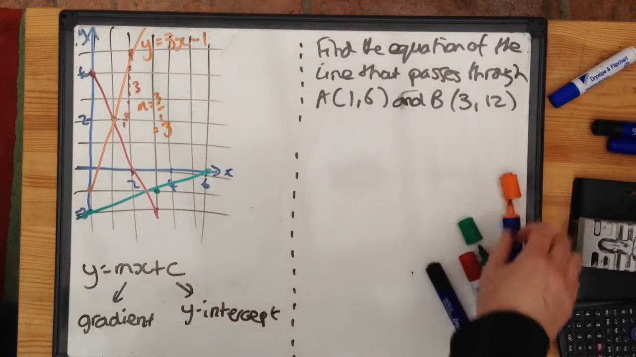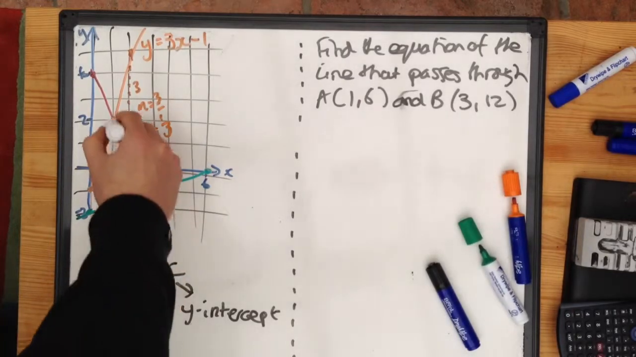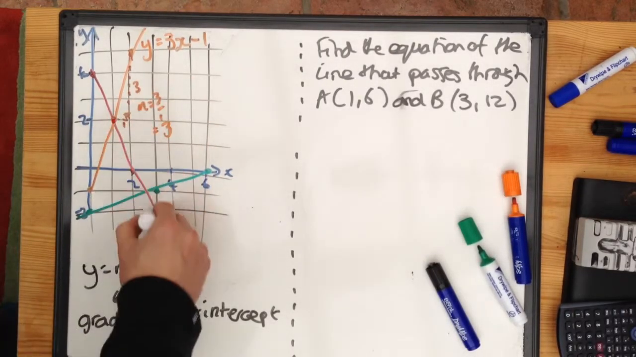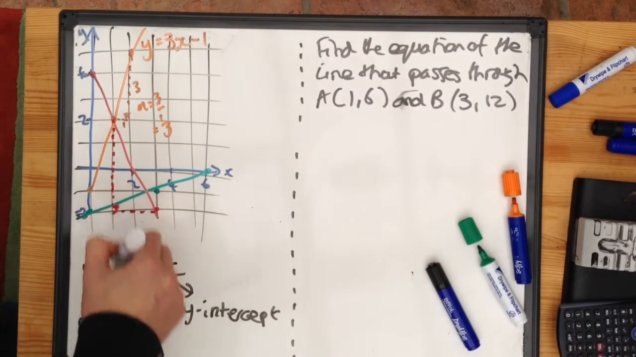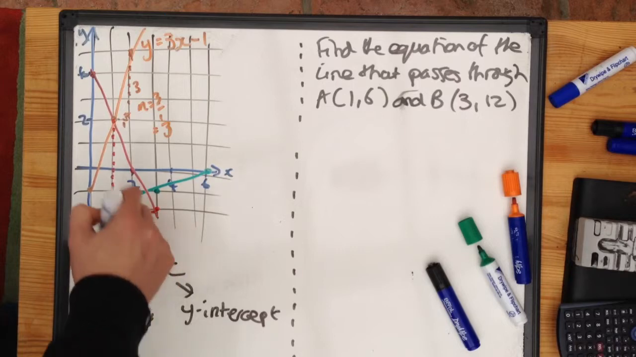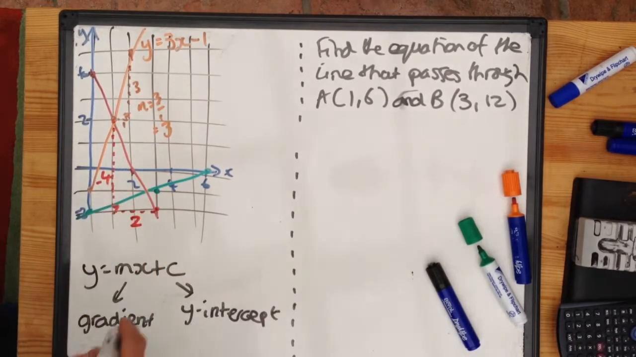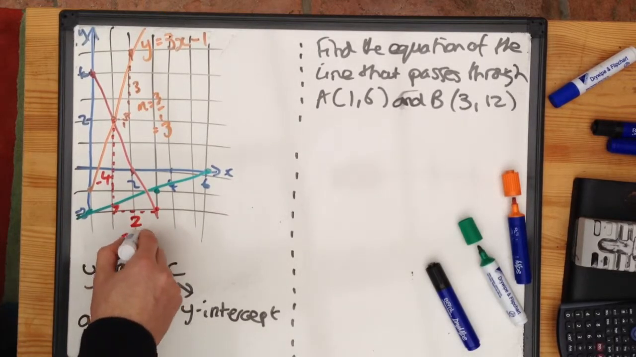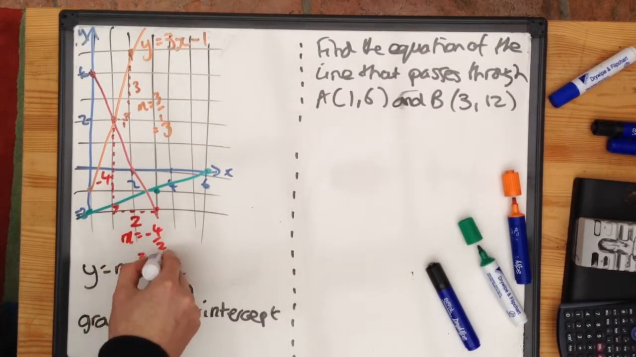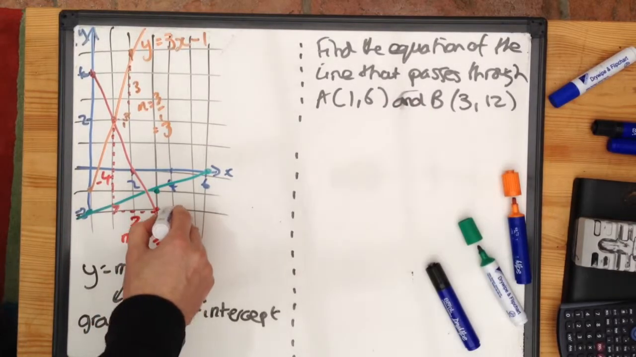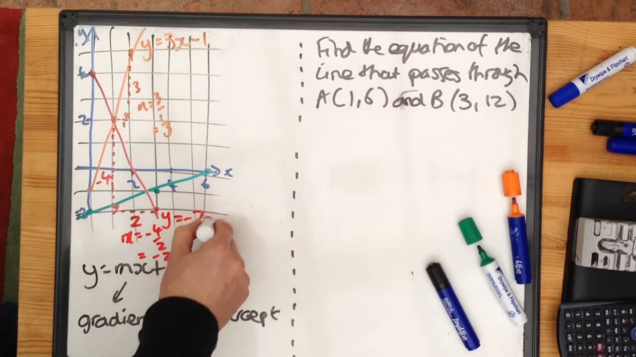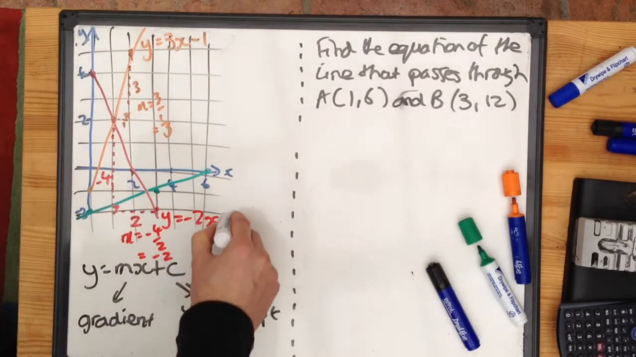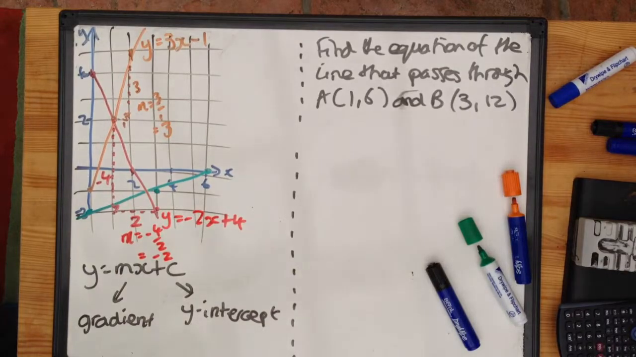Similar idea for the red line. I'm going to look at, let's do from here to here. So it goes like this. My horizontal distance is 2. My vertical distance, notice it's going down, so it's dropped by 4, so it's -4. So the gradient of the red line is -4 over 2, which is -2. So the equation of the red line is y is equal to m, which is -2, x, c this time is 4. So y is equal to -2x plus 4.